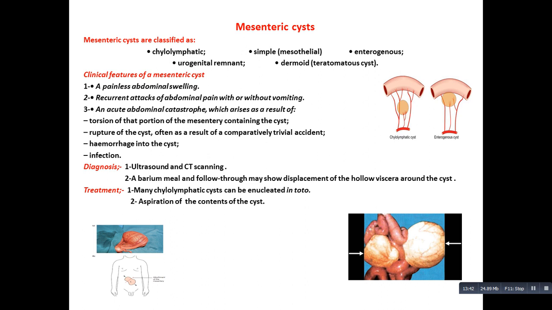Diagnosed by ultrasound, CT scan, and barium meal follow through accordingly. Management, treatment of the mesenteric cyst: many chylolymphatic cysts can be enucleated in toto, or the content of the cyst aspirated. This is for chylolymphatic cyst and enterogenous cyst. And thank you all.